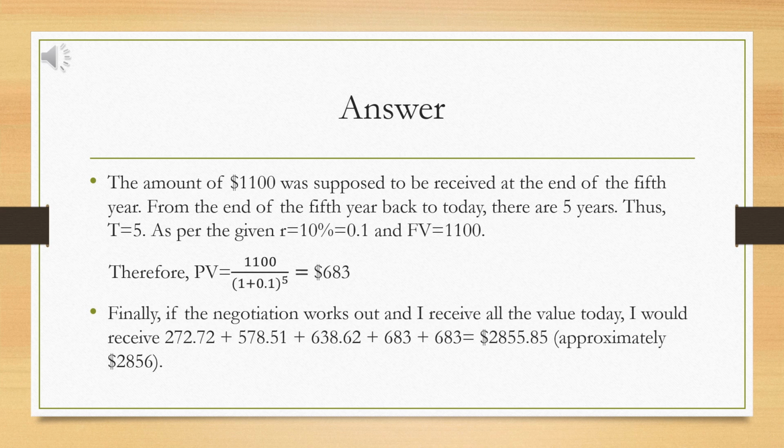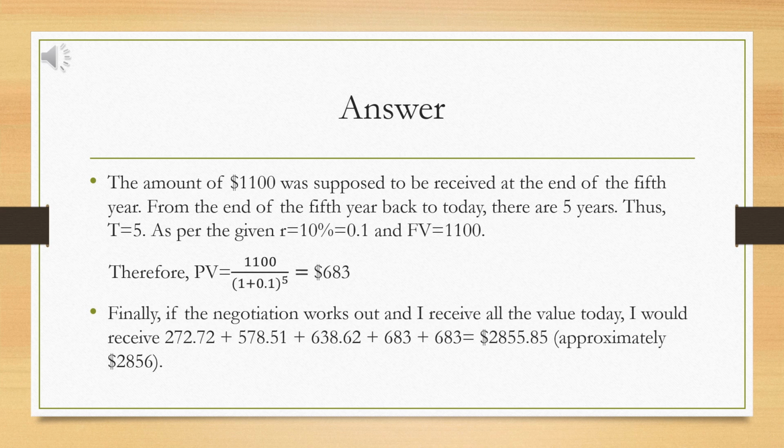The amount of 1,100 was supposed to be received at the end of the fifth year. From the end of the fifth year all the way back to today, there are 5 years. Thus, t is 5. As per the given, r is 0.1 and future value is 1,100. Therefore, present value equals 1,100 over 1.1 to the power 5, which is 683.